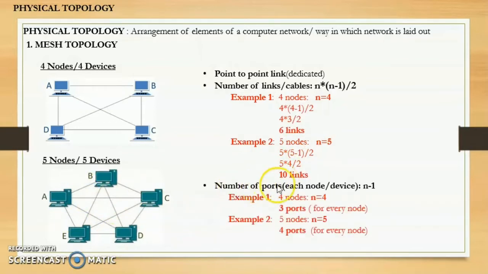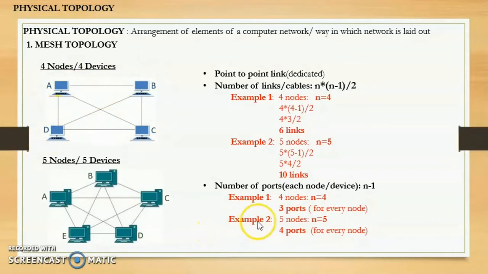Next, the number of ports required for each node is given by the formula n minus 1. So for example, in this figure, there are 4 devices, so the number of nodes will be 4. So if there are 4 nodes, the n value will be 4. If we put this n value in this formula, we'll get the answer as 3, which means there will be 3 ports required for every node. So in this figure, we can see that device A requires 3 ports. Similarly, device B requires 3 ports. Similarly, C and D require 3 ports each.